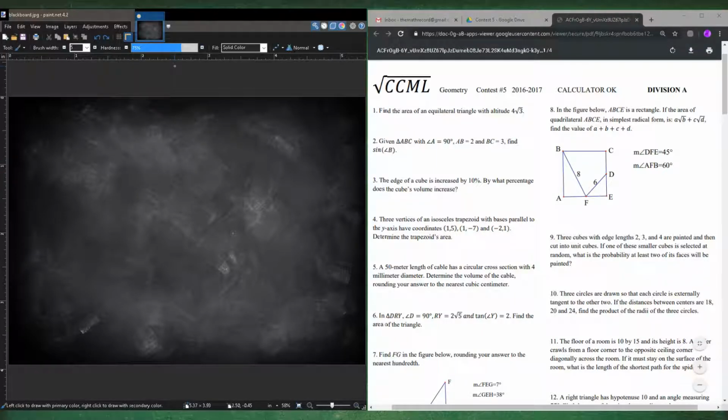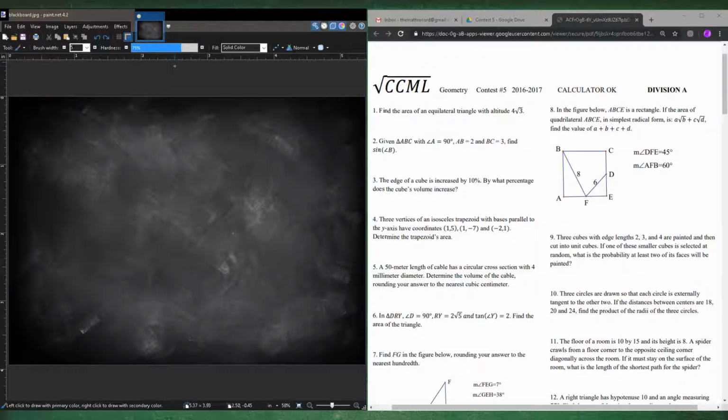Number 4. 3 vertices of an isosceles trapezoid with base parallel to the y-axis have coordinates... okay, let me draw this out. We have (1, 5), (1, -7), and (-2, 1). They said that 3 vertices have bases parallel to the y-axis. So the last one has to be right here, because it has to be parallel to the y-axis, and it has to be an isosceles trapezoid.